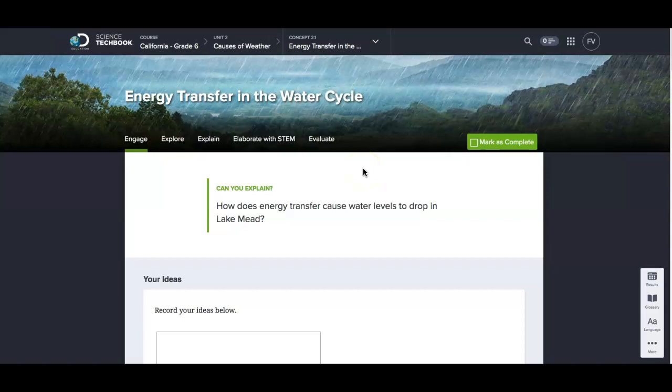And for today's assignment, you are going to be in the Engage section. You'll be completing the activities just on this Engage page. That's all you're doing for this assignment. So let's look at the page.